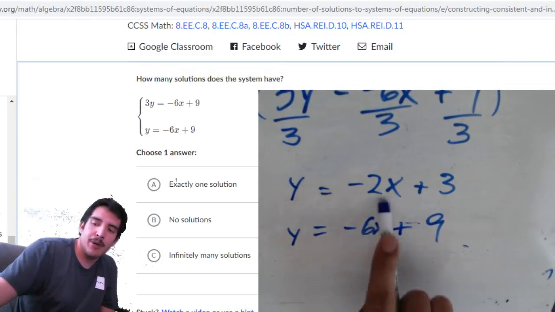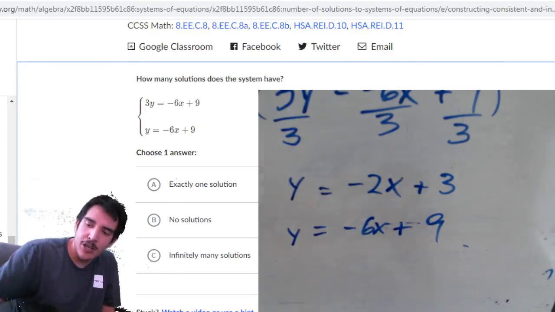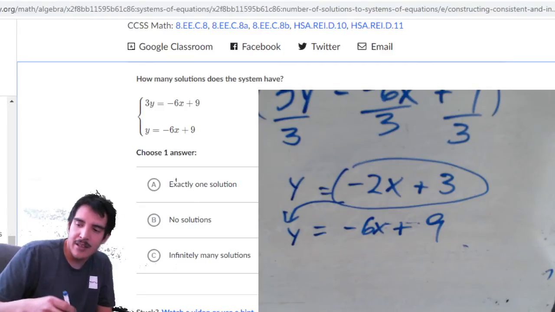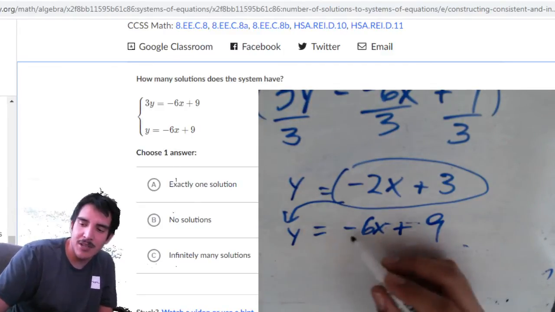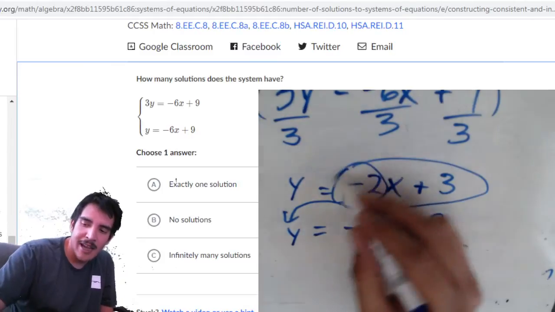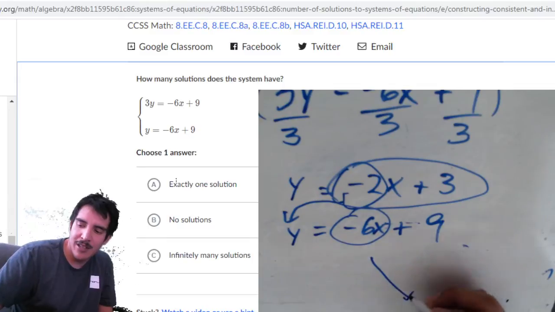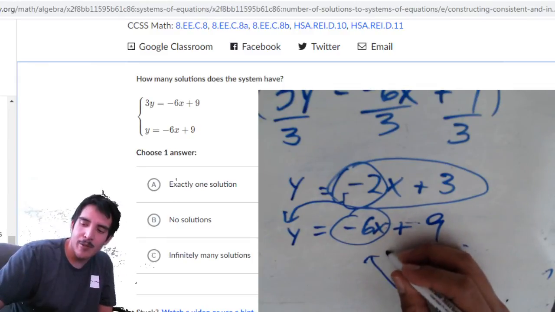Now, if you look at both of these equations, I could go ahead and take this expression and substitute it in here. But instead, I'm going to look at something else. I'm going to look at their slopes. They have different slopes, which means one line is going to be going downhill and the other line is going to be going really downhill.